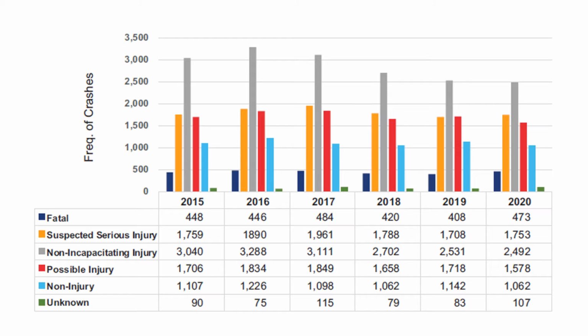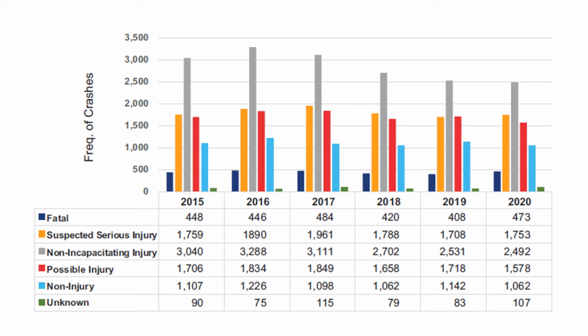Looking at this graph, we see the greatest proportion of motorcycle crashes are non-incapacitating, which is the gray bars shown on this figure, followed by our suspected serious, the yellow bars, then our possible injuries shown in the red bar, then non-injury crashes shown in the light blue, followed by fatalities shown in the dark blue bar.